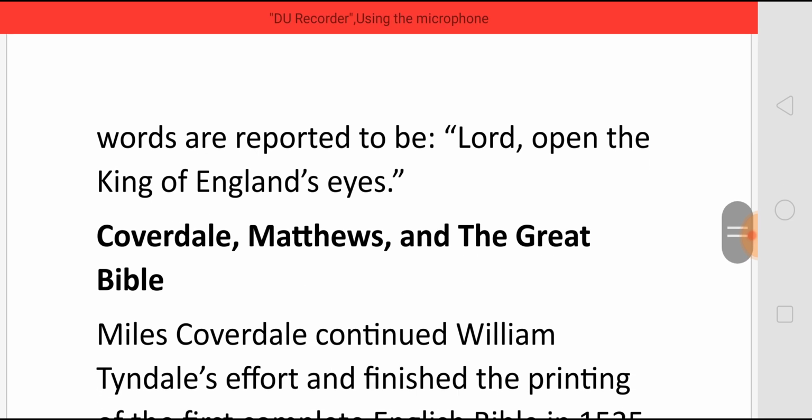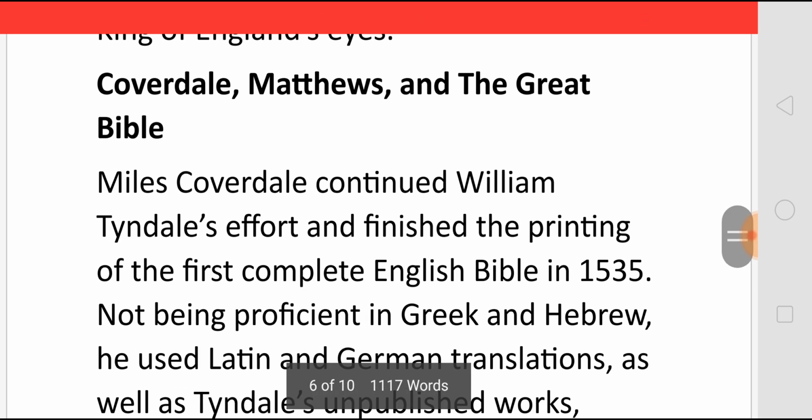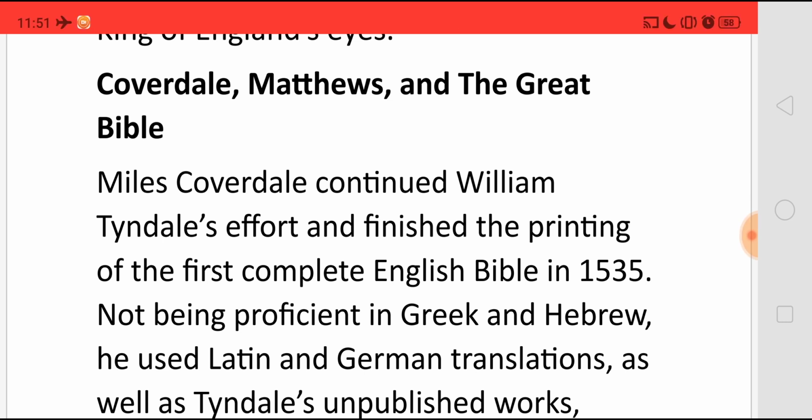His last words are reported to be, "Lord, open the King of England's eyes." And then comes Coverdale, Matthews, and the Great Bible. Miles Coverdale continued William Tyndale's effort and finished the printing of the first complete English Bible in 1535.